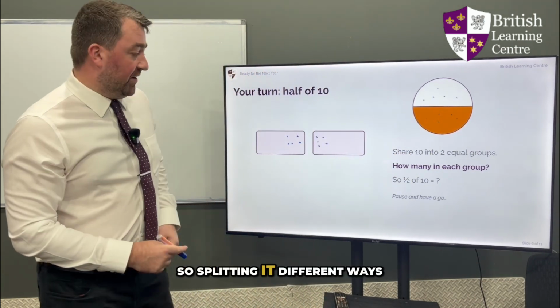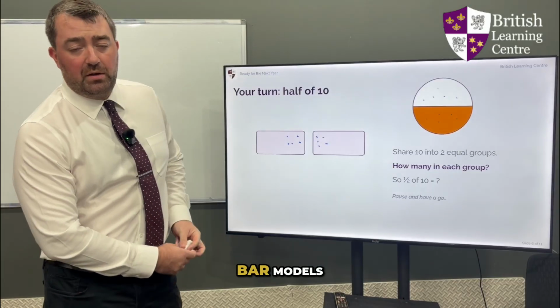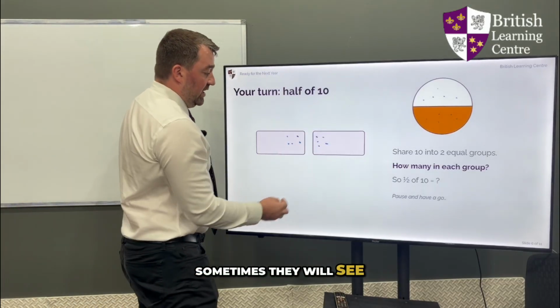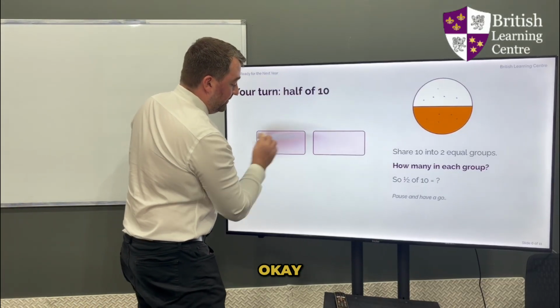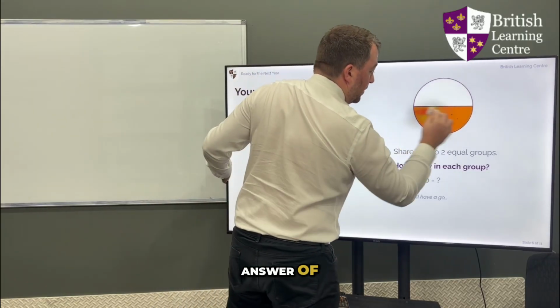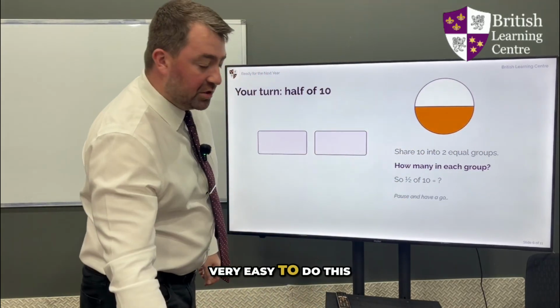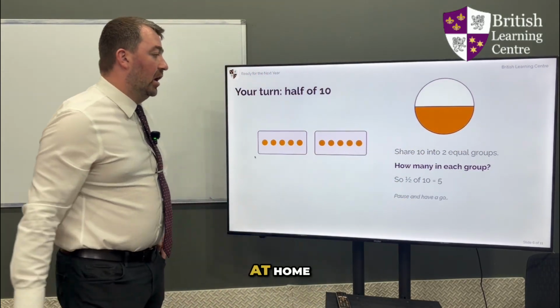So splitting it different ways. Sometimes they will see bar models. Sometimes they will see circles, okay? But we get the answer of 5. Very easy to do this at home, okay?